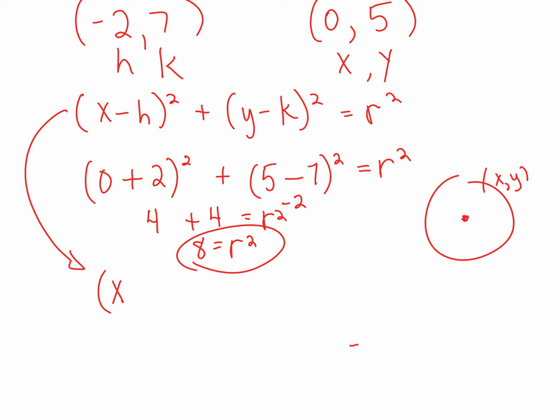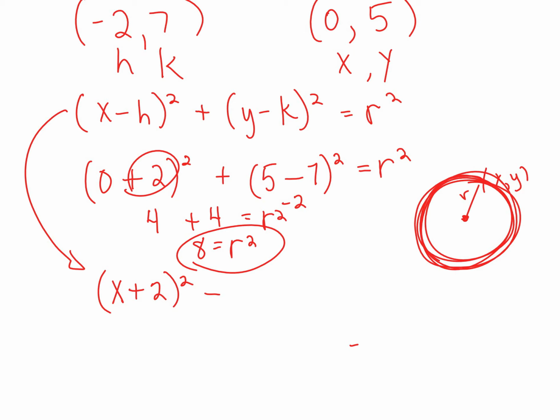You have one center, you have a constant radius, but the x, y values are made up of many, many different points. So that needs to be a variable. X minus, and you can just refer right here, it's going to be the same thing. Plus, instead of 5, I'm going to write y minus 7 squared equals, what is a radius squared? 8.